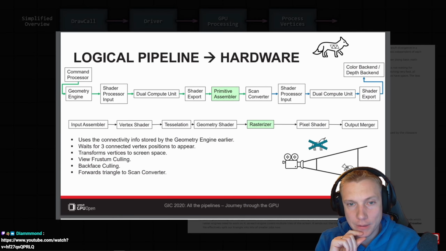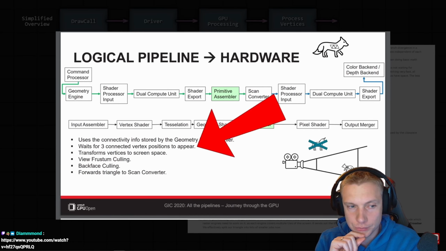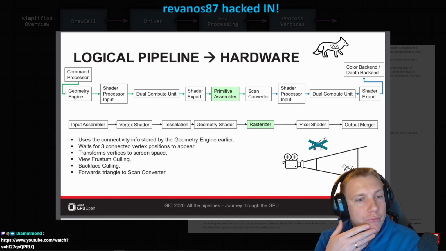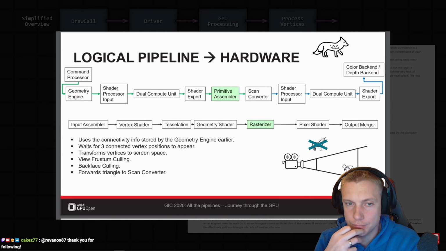In the AMD talk, they specifically refer to this as the primitive assembler, or PA stage, whose job is to put together a triangle and then forward that onto the rasterization stage. This is a bit like a step in an assembly line that takes a bunch of pieces, the individual vertices, and builds your primitives for you, usually triangles.